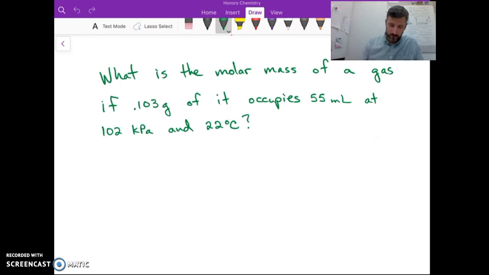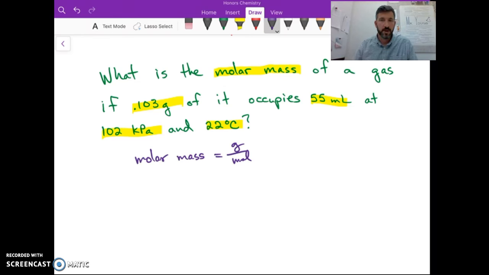This one's a little bit tougher because it's asking for molar mass, and I want to give you a big hint that you want to pay attention to this one because it's going to be very similar to a lab that you do next time. What is the molar mass of a gas if 0.103 grams of it occupies 55 milliliters at 102 kPa and 22 degrees Celsius? The first thing we have to do is think about what is the definition of molar mass.